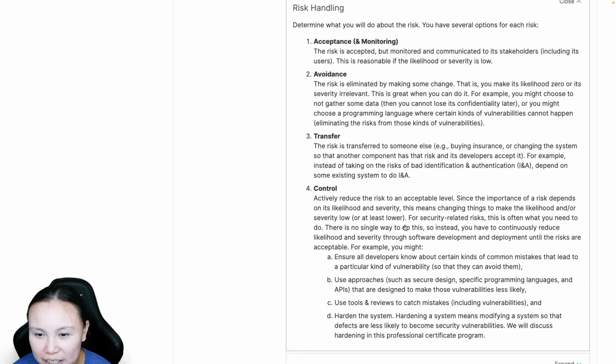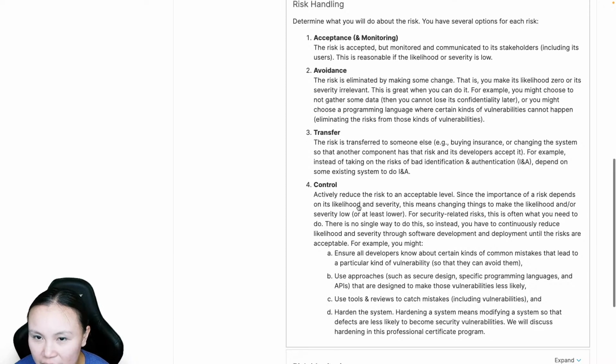So controlled, actively reduce the risk to an acceptable level. So this is kind of like fixing it, patching it, right?